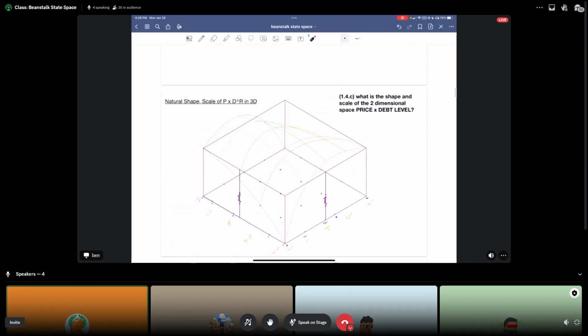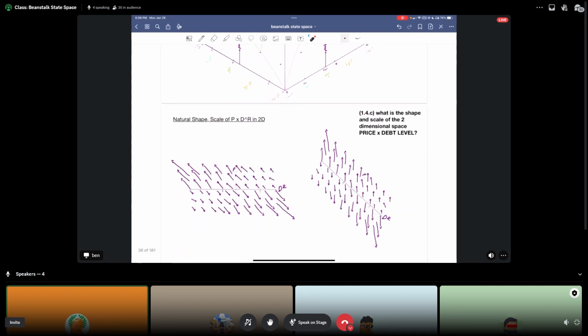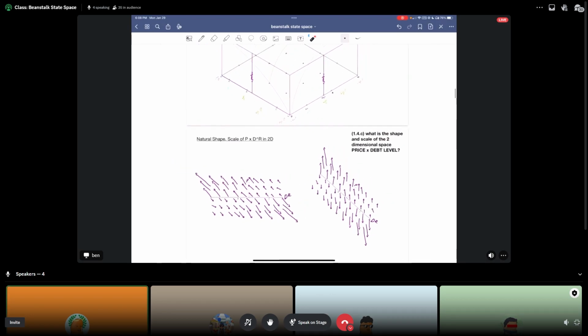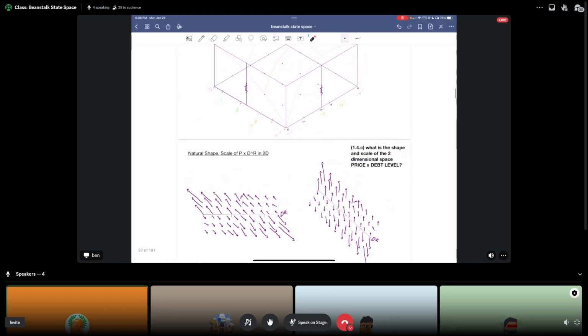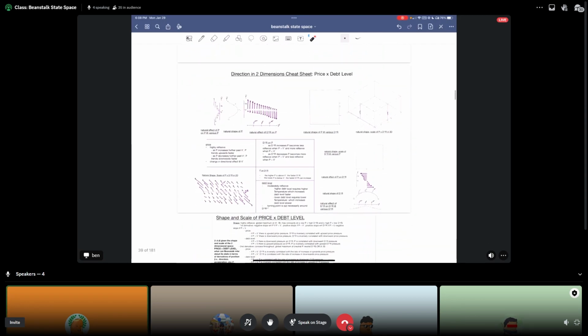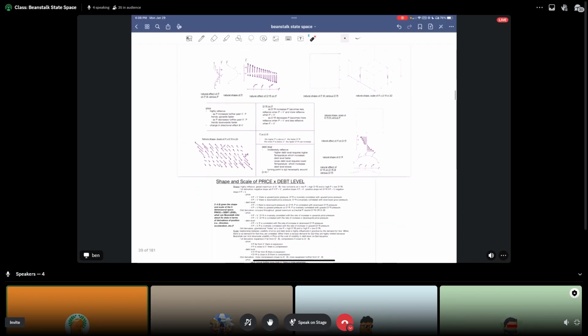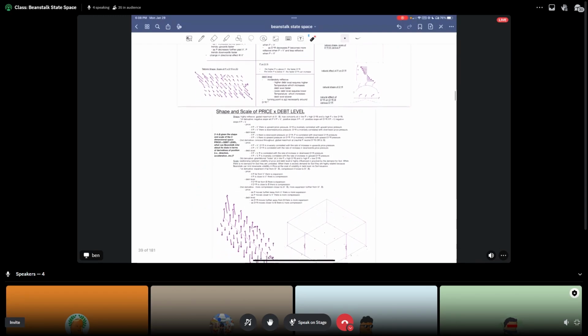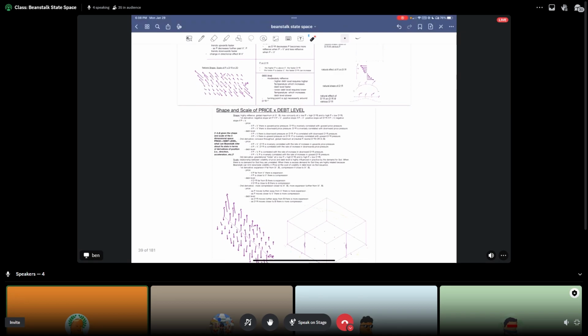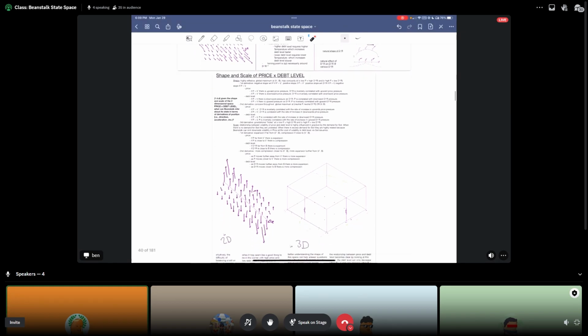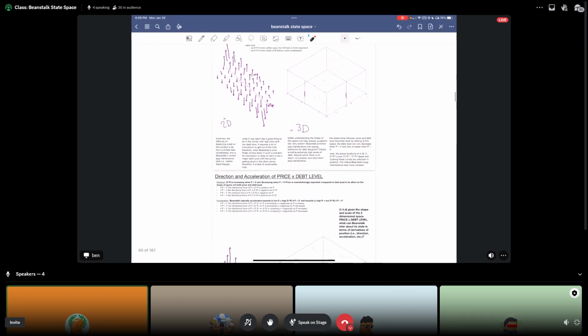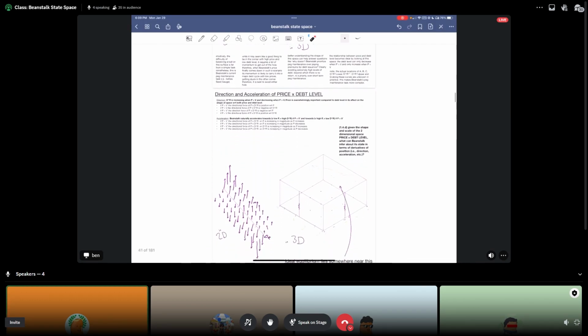This is what this diagram looks like in 2 dimensions, where you can see the tendency towards the holes. And then here, we just turned it so that you could see there's the tendency towards the same holes. There's an orientation of the same axes. There's a little cheat sheet for people to look at for later. This is a more formal discussion of the shape and scale than the one we just had, and the direction and acceleration. But the point is, I think, quite clear.